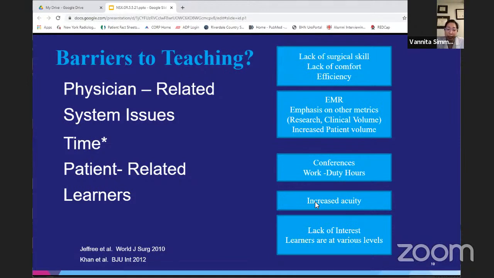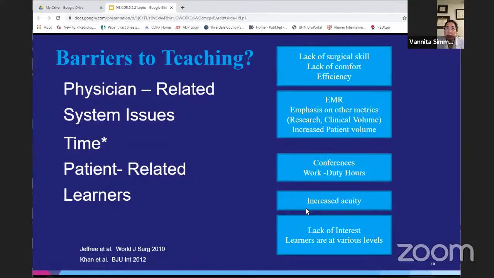Could be physician related. For example, if you yourself are learning a new technique, it can be hard for you to teach it. It could also be a lack of comfort in teaching because you don't quite know how to teach something. And also there's a desire to move the case along or to finish rounding quickly. We want to get everybody home. We want to get the patient off the table.